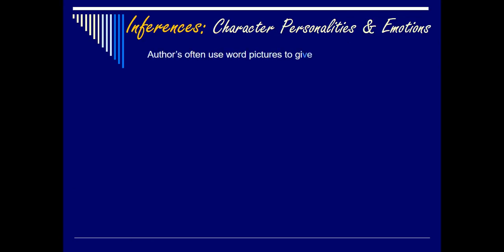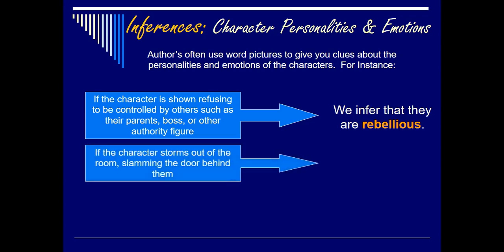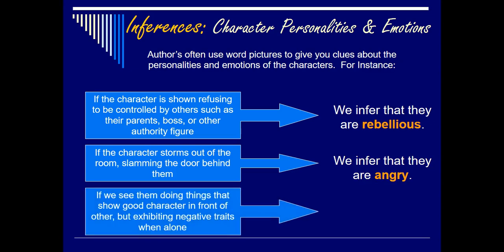So here in this word picture, we're going to be looking at the characters' personalities and emotions. If the character is shown refusing to be controlled by others, such as their parents, their boss, or some other authority figure, we can infer or guess that they're kind of rebellious. If the character storms out of the room, slamming the door behind them, we can infer or guess that that person's angry. If we see the character doing really good things in front of others, but exhibiting really negative traits when alone, we can infer that they're kind of deceptive or sneaky.